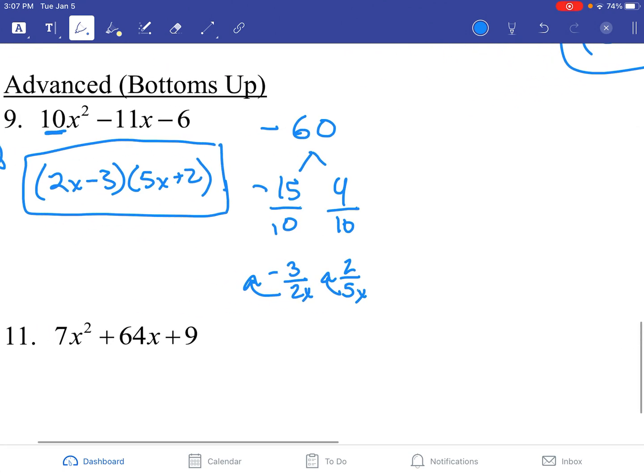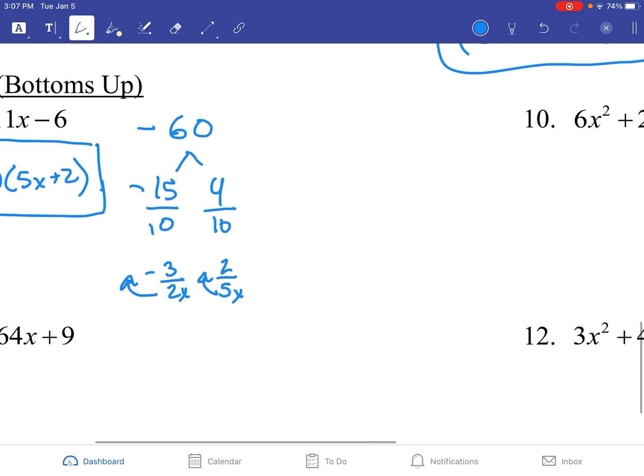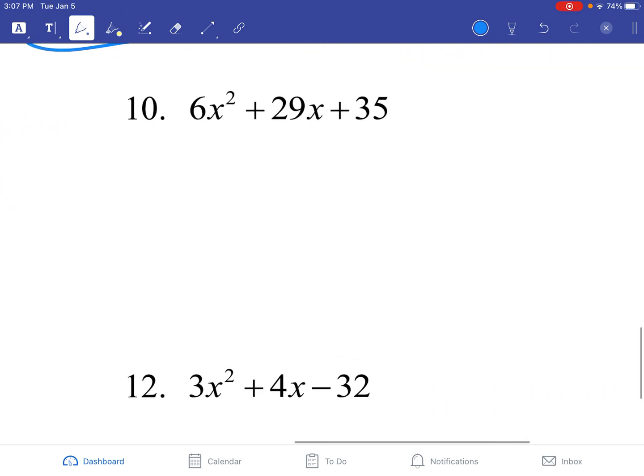Okay. Now, some people like the bottoms up method because it goes a little bit quicker. It is a little bit faster. It might seem a little bit easier. Let's show you number 10. So we have 6 times 35, which gives us 210 again.